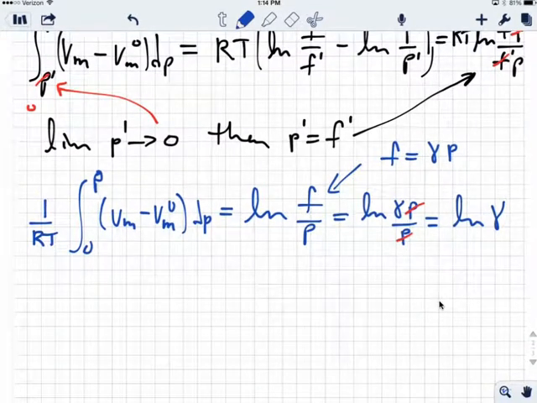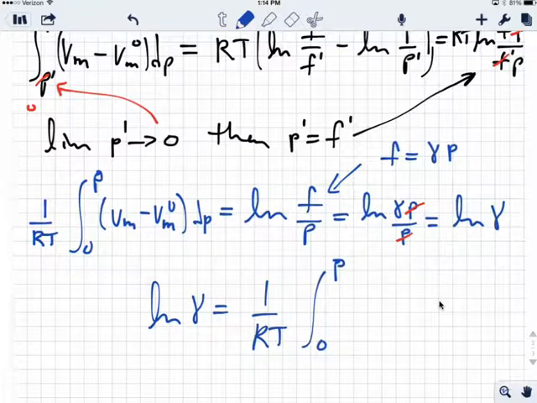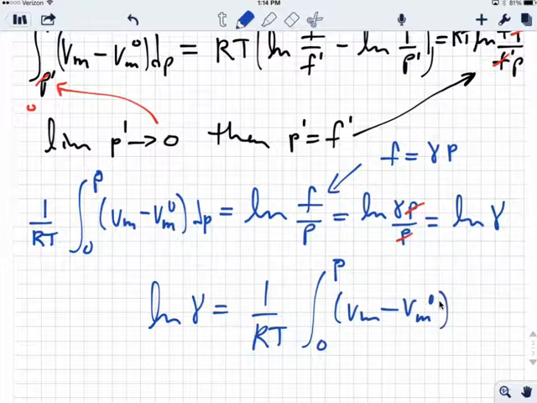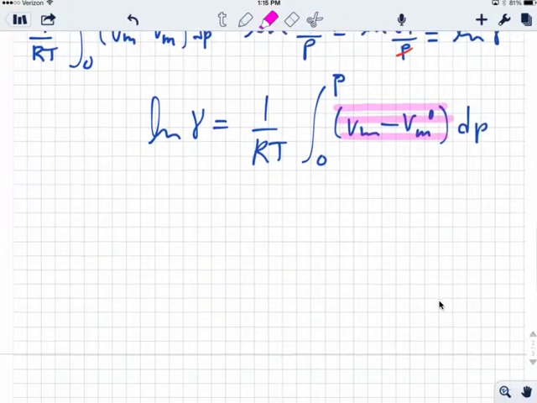So if I were to write this in a bit of a condensed form, we'd have the natural log of gamma equaling 1 over RT integral from 0 to pressure of interest, and that should be molar volume of the real minus molar volume of the ideal dP. So conceptually, maybe what you can see is that we're adding up all of the differences in molar volume between the real gas and the ideal gas from 0 to the pressure of interest, dividing it by RT. That will then equal the log of the fugacity coefficient.